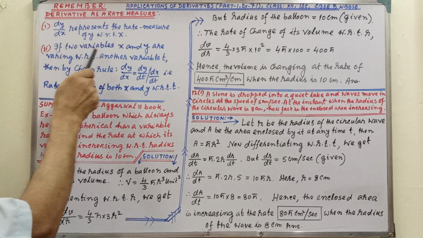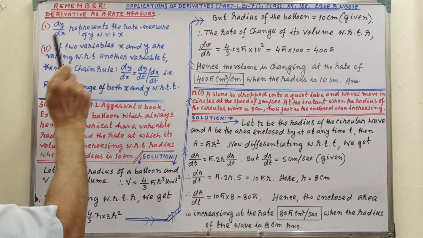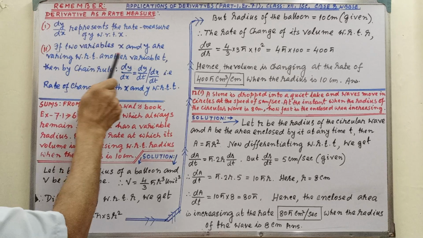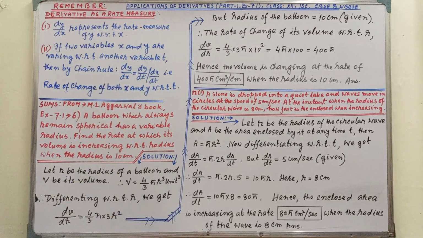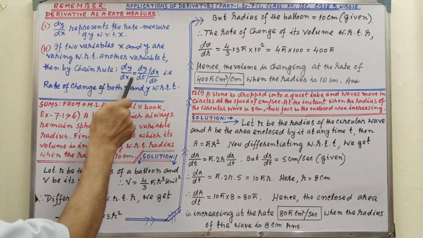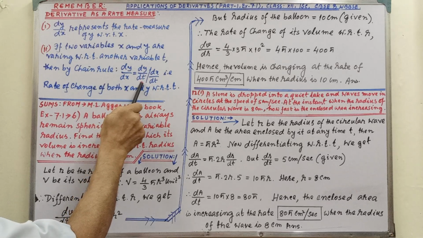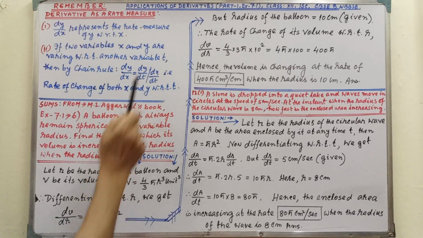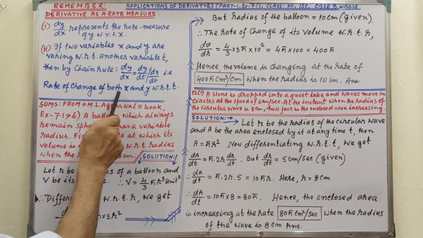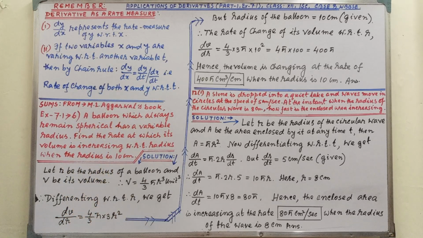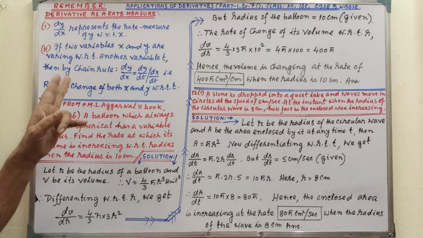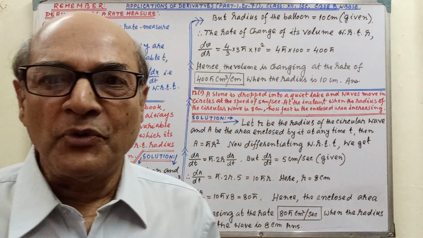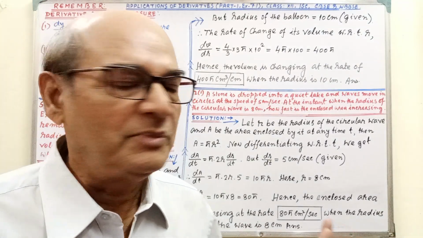Second, if two variables x and y are varying with respect to another variable t, then by chain rule dy by dx equals dy by dt divided by dx by dt. That is the rate of change of both x and y with respect to t. This you have to remember. If you follow the example, then your idea will be clear.